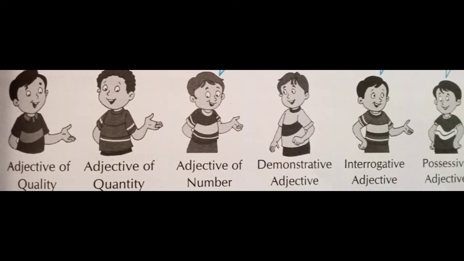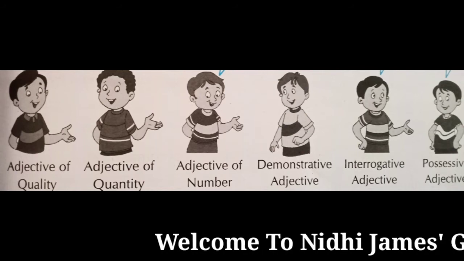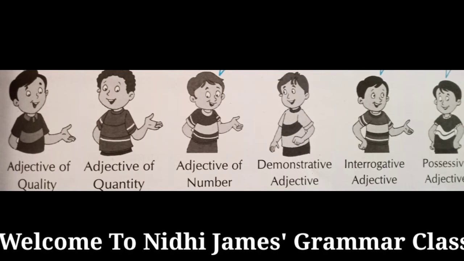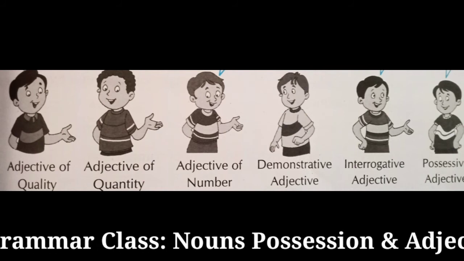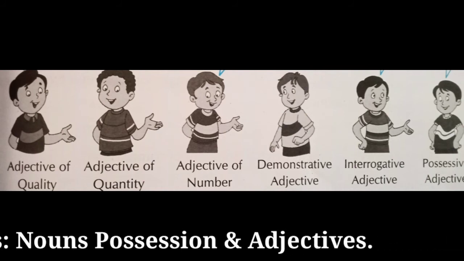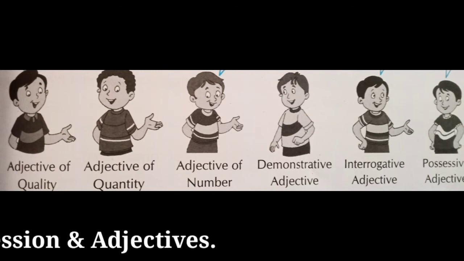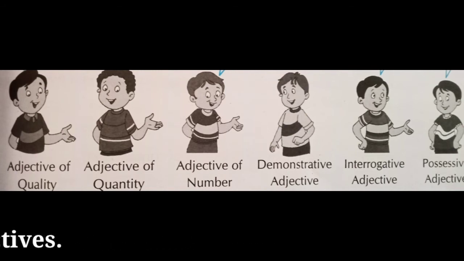Adjectives of quality tell about the kind of nouns. Adjectives of quantity tell about the quantity of nouns. Adjectives of number tell about the number of nouns. Demonstrative adjectives point out nouns. Interrogative adjectives ask questions. Possessive adjectives show possession.